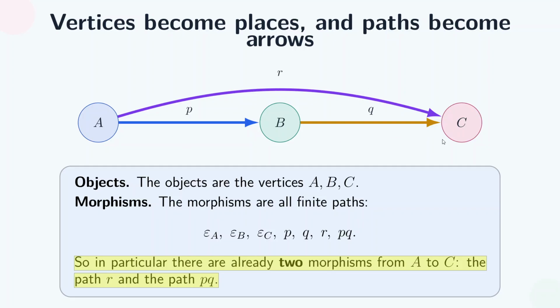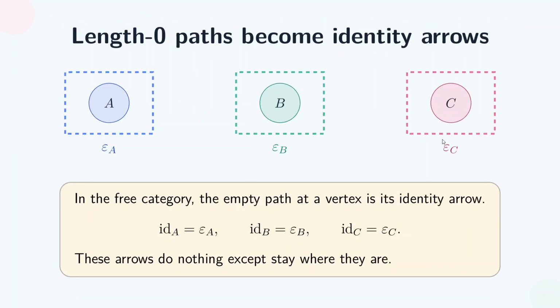Now we must address a very important question. If every category needs an identity arrow at each object, where do those identity arrows come from in the free category? They come from the length 0 paths. At each vertex there is an empty path, epsilon at A, epsilon at B, and epsilon at C. These are paths of length 0. They do not travel along any visible arrow. They simply begin and end at the same vertex without moving. In the free category, these empty paths become the identity morphisms. So identity at A is epsilon at A. Identity at B is epsilon at B. Identity at C is epsilon at C.